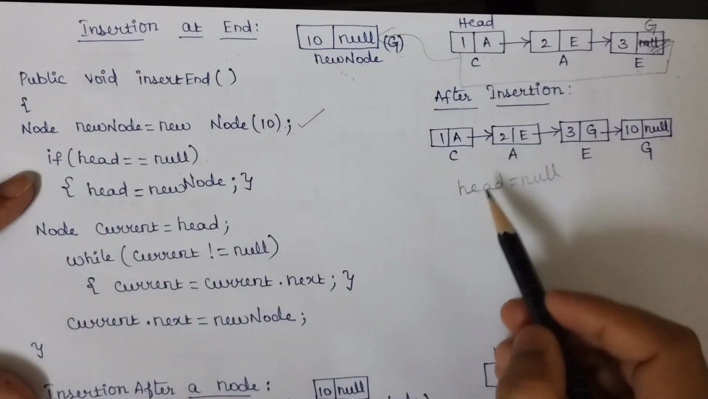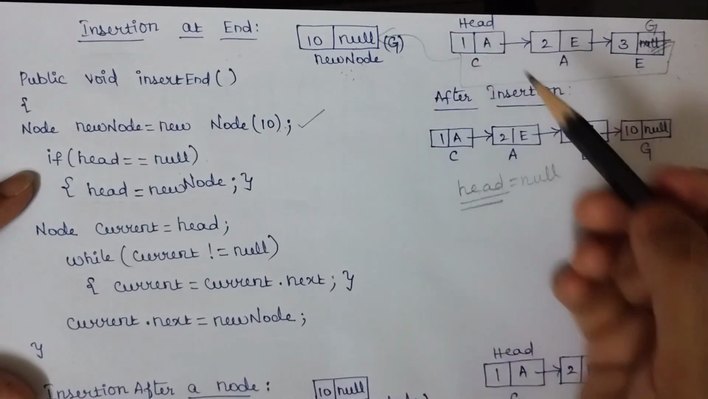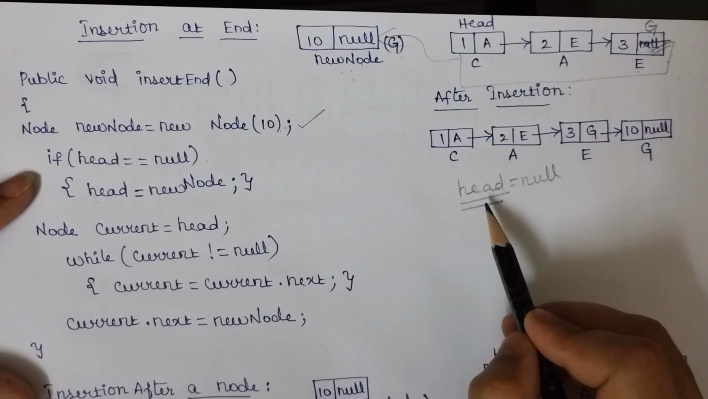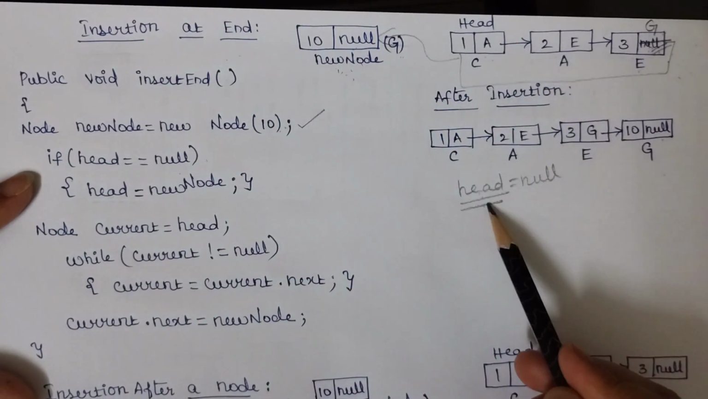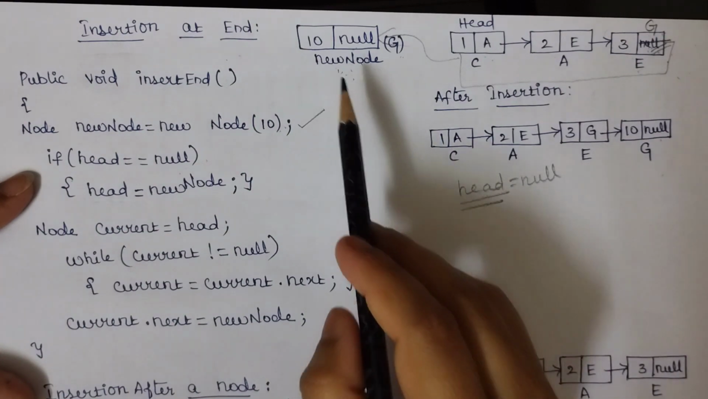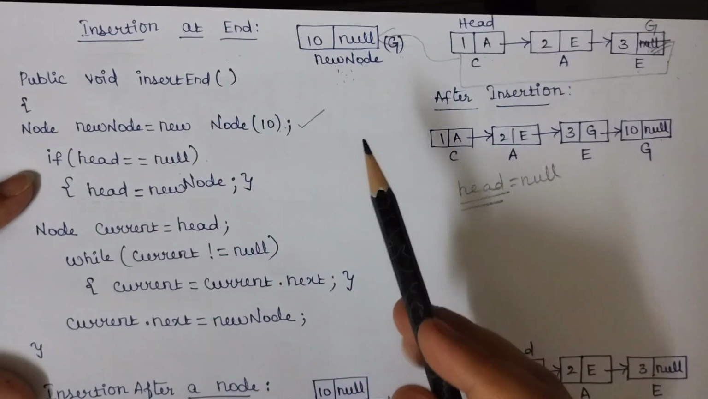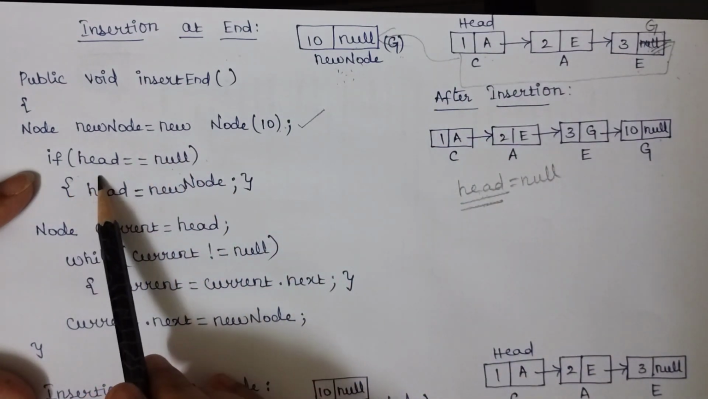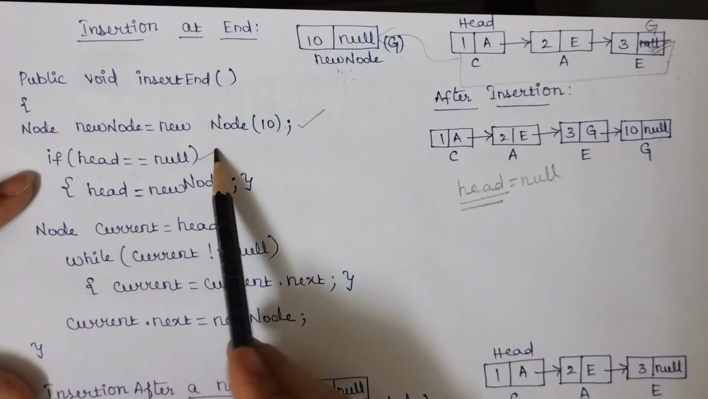What is the step? My head node should be pointing to my new node. If the list is empty, if my head node is pointing to null, then I need to assign this new node to my head, so that my head node will be pointing to this new node, right? So this is when my list is empty. That is the condition I'm checking here. I'm checking whether my head is equal to null. If the list is empty, if it is true, what am I doing?